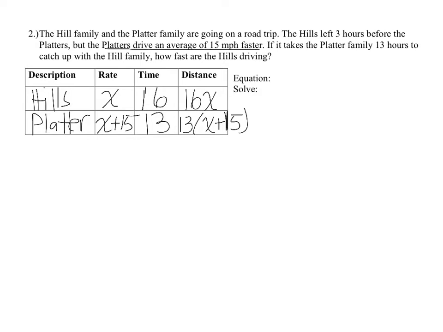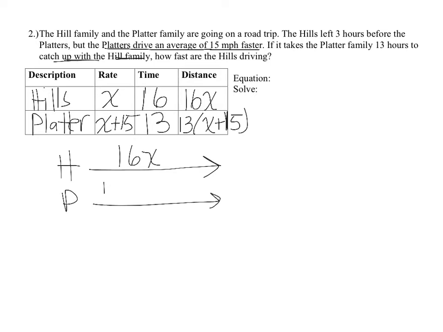Okay? So now it says that they're on a road trip, and it sounds to me like they're going in the same direction because the Platter family is going to catch up with the Hill family. So same scenario we had before. We've got the Hill family. They left. Their distance is being measured by 16x. Then we've got the Platter family. They left. Their distance is being measured by 13 times x plus 15. And they're going to meet up. And once they meet up, their distances will be equal.